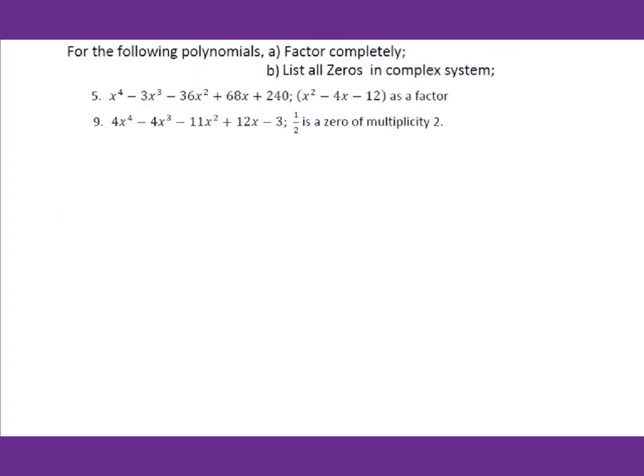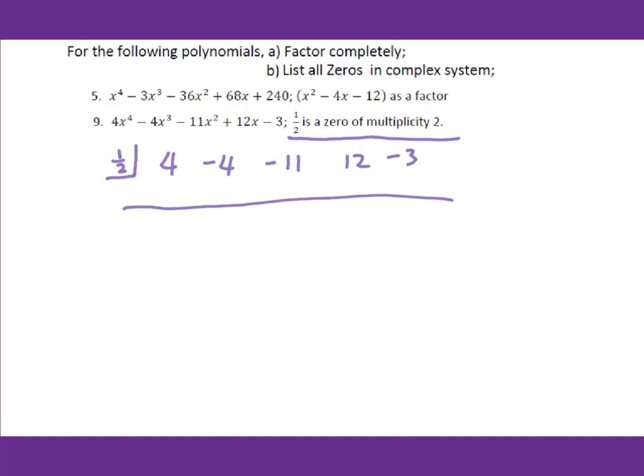Now let's go to number 9. We know 1/2 is a zero of multiplicity 2. So we put the 1/2 twice. No missing power. We got 4, negative 4, negative 11, 12, negative 3. 4. Multiply by 1/2 means divided by 2. There we got 2, negative 2, negative 1, negative 12. Then negative 6, 6, 3, we got 0.